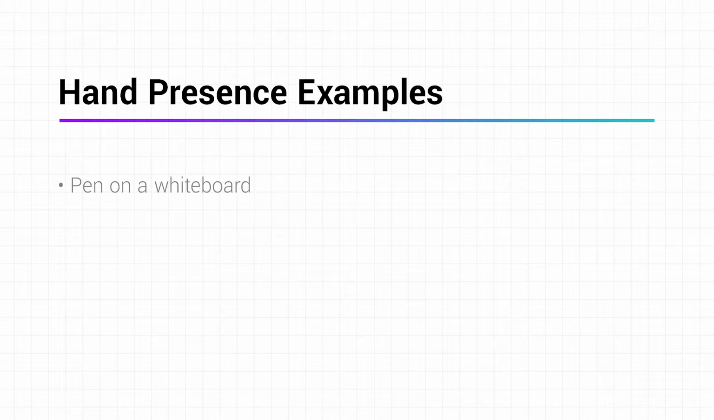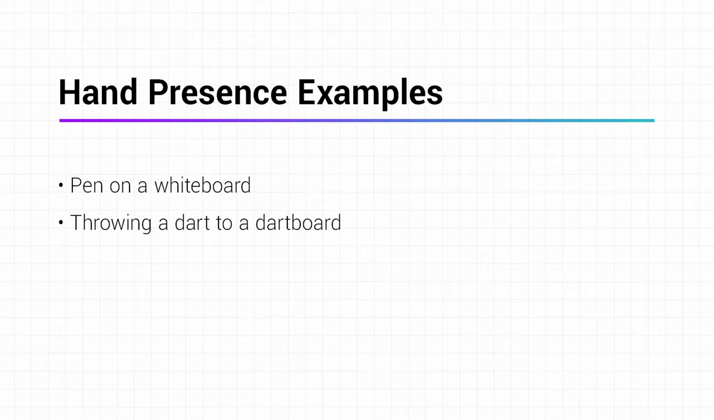Accurate hand presence, in which the player's real hands line up with the ones in the virtual world, is one of the qualities that can give an experience powerful immersion. As such, it's our job as creators to maximize hand presence in our VR projects. This is particularly vital for specific interactions, such as with a pen on a whiteboard or throwing a dart to a dartboard. It's not hard to imagine how, if the hands don't line up, it will diminish immersion for the users.